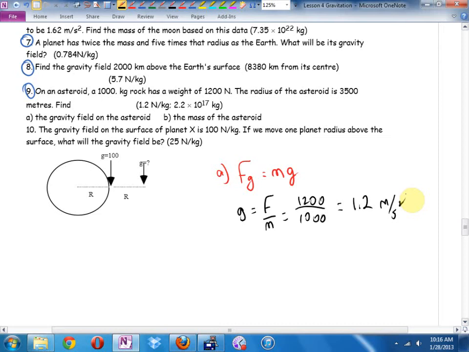Every planet has their own little g. Every asteroid has their own little g. And it's only 9.8 on the Earth's surface. Later on today, we'll be asking, hey, what's the gravitational field strength out there somewhere? It gets smaller as you get further away. What does B want us to find?